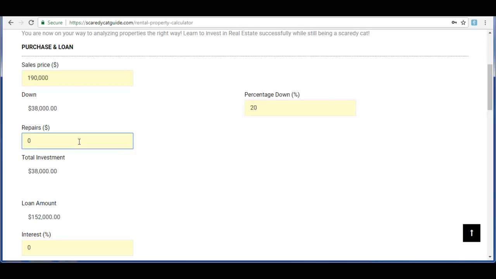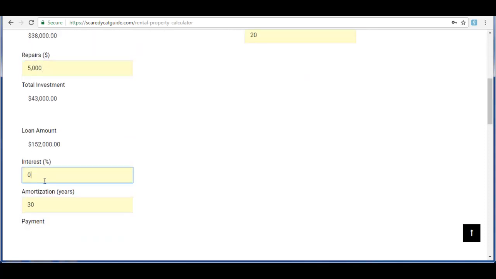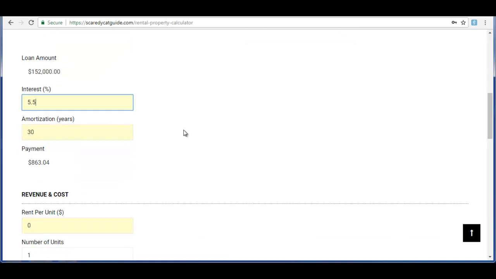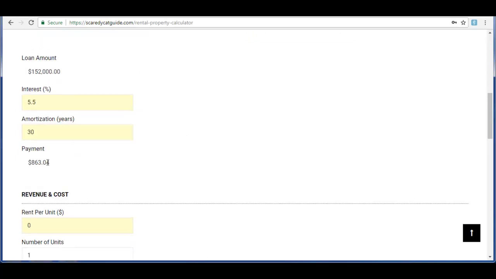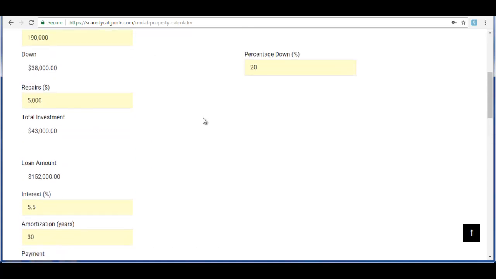Repairs, most of the stuff I was looking at was pretty rent ready, but if there's some updates I want to do, so let's say I'm factoring 5,000 in my example. Interest rate right now, we're looking at about 5.5% on investment loans. I'm going to do a 30-year loan. So that gives us our payment, which is $863 a month for the mortgage.